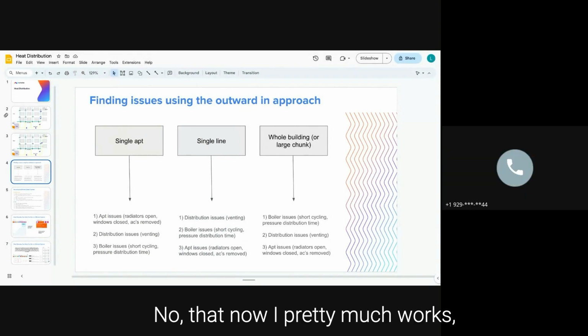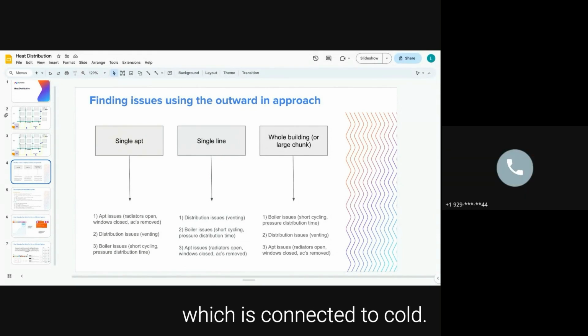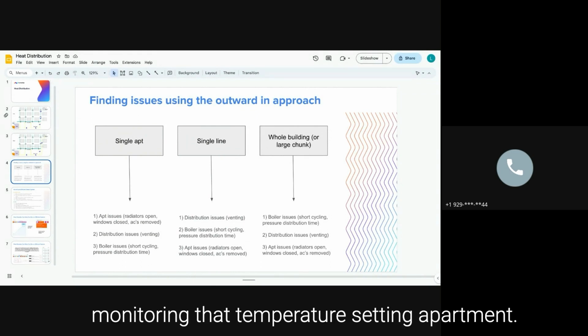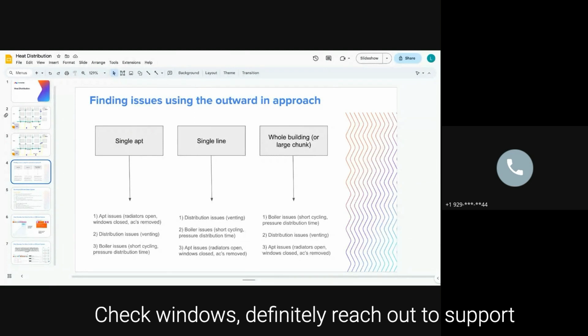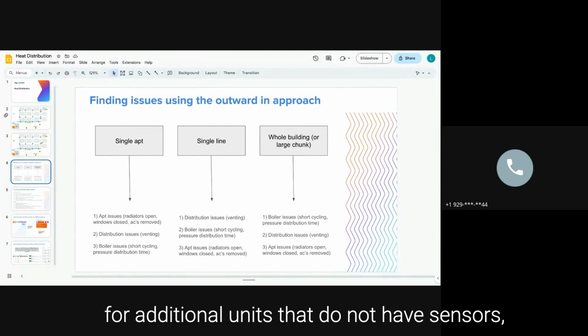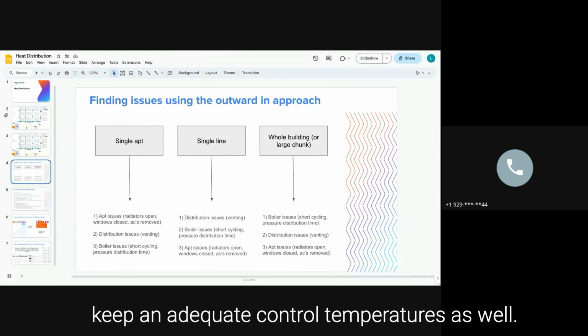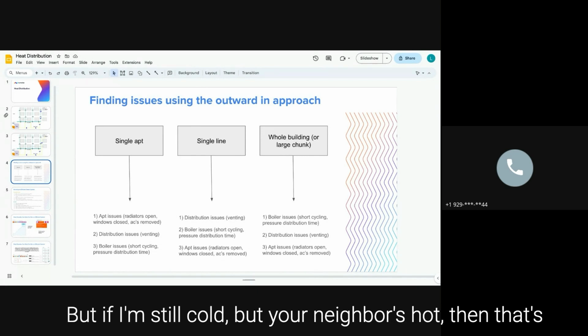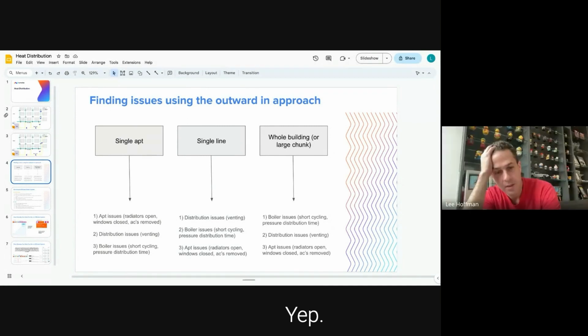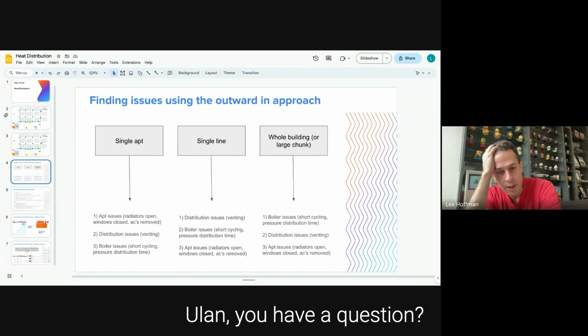No, now I pretty much know how it works. If a tenant says I'm too cold, I'll walk in with a little heat sensor to monitor the temperature inside the apartment and check windows. I'll definitely reach out to support to see how I can get additional sensors for units that do not have sensors, to keep adequate control because temperatures are low for the building. If I'm still cold but your neighbor's hot, then it's got to be something inside your apartment. Good summary. Yep. Ulan, you have a question?